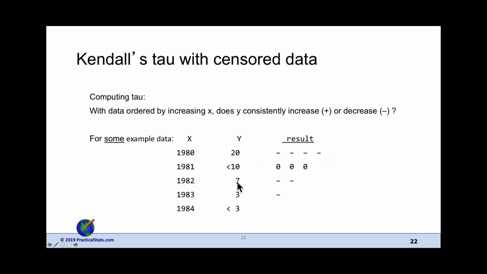A less than 10 to a 7, that's a 0, because I don't know what that less than 10 is, and it could be higher or lower than 7. Less than 10 to a 3 is a 0. Less than 10 to a less than 3 is a 0. So these do not count for either pluses or minuses. 7 to 3 is a minus. 7 to a less than 3 is a minus. 3 to a less than 3 is a minus. So from these, it looks like there's some indication of a down trend here, going down in Y as X, time, increases. That's how Kendall's tau is computed.